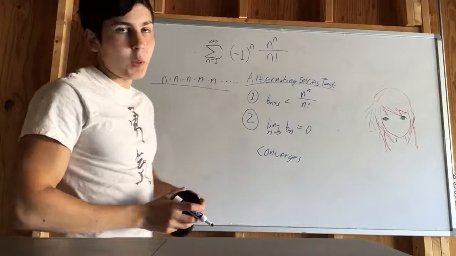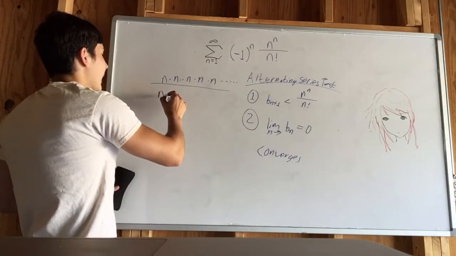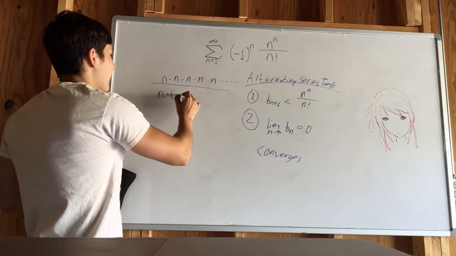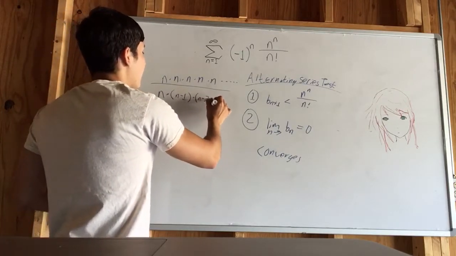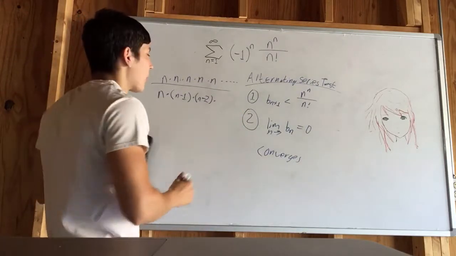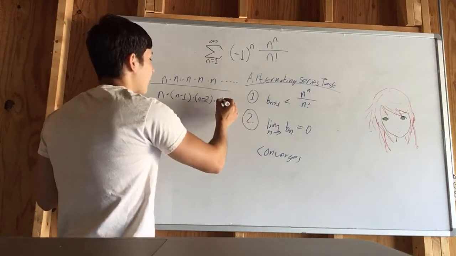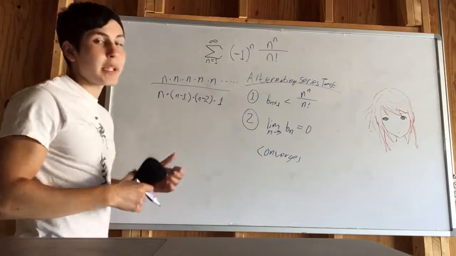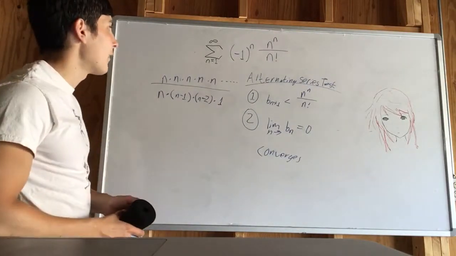N factorial means that you have n, and then you multiply that by n minus 1, and then you multiply that by n minus 2, and so on, n minus 3, n minus 4, until you finally get to multiplying by 3, multiplying by 2, and multiplying by 1. That's what n factorial means.